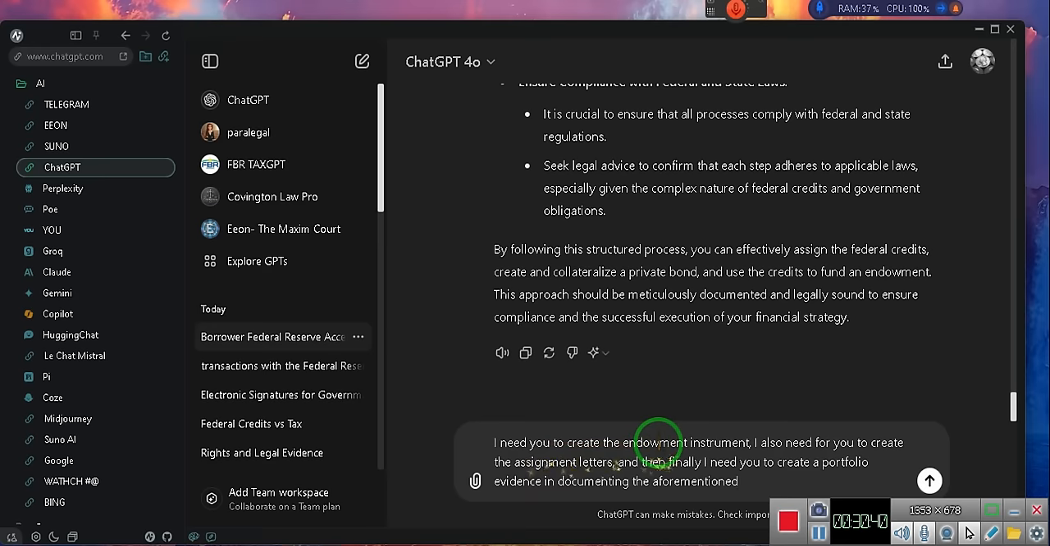I need you to create the endowment instrument. I also need you to create the assignment letters. And then finally, I need you to create a portfolio evidencing the document and documenting the aforementioned. Let's make this an "and" and not an "in."